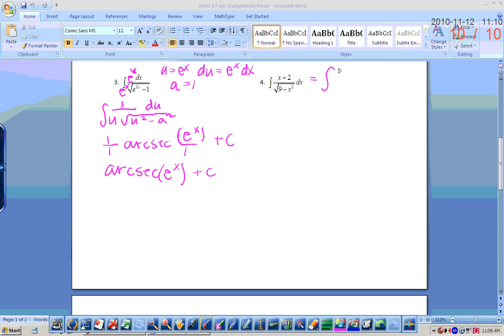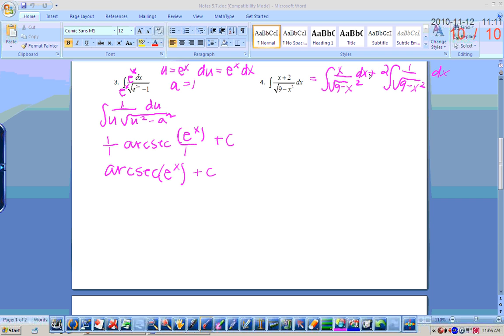All right, so I'm going to separate this into x over the square root of 9 minus x squared plus 2 over the square root of 9 minus x squared, and I'm even going to pull that 2 out and do 1 over the square root of 9 minus x squared dx. Now, which one is an arc sine? The first one or the second one? The second one. Why? What makes the first one not an arc sine? That has an x on top.